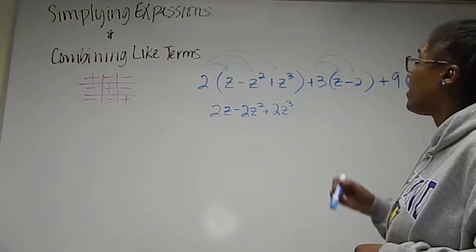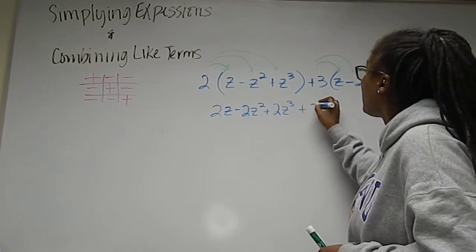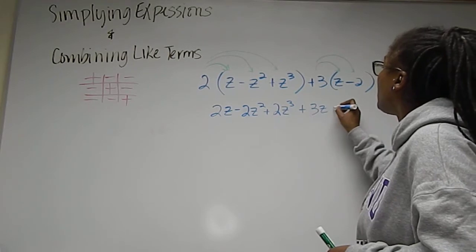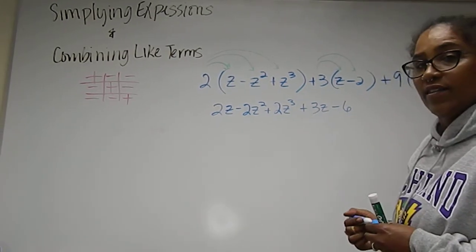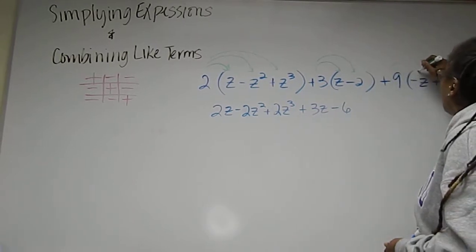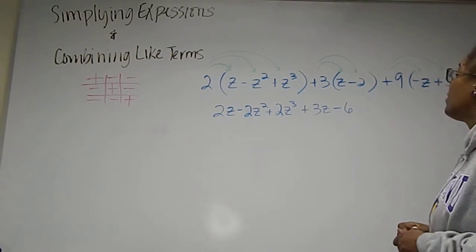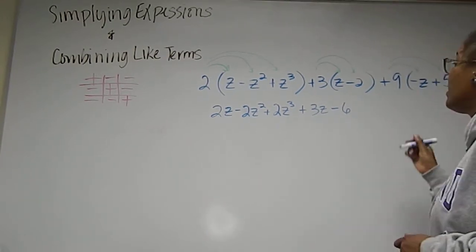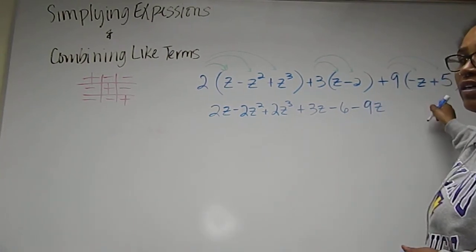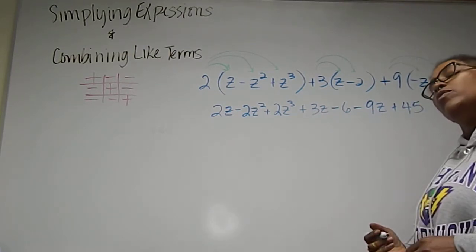When we do that, we get 3 times z. It's a positive, so plus 3z, and then positive 3 times negative 2, it's going to be negative 6. And then one more time, we're going to have to distribute first. 9 to negative z, and then that 9 to the positive 5, right? So then we have 9 times negative z, negative 9z, and 9 times positive 5, positive 45. You're like, whew, we're done.